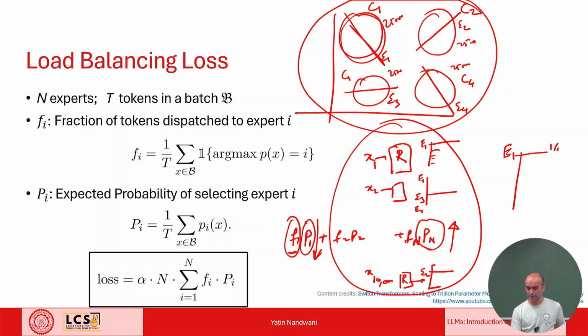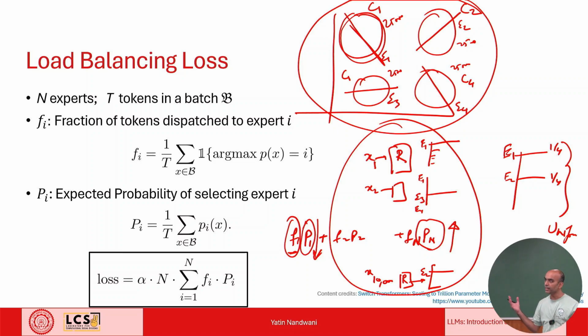1 by 4. What should be the probability of expert 2? 1 by 4. So there is uniformity here at the bigger picture when we look at the entire data together. Whereas for each token, we want it to be as skewed as possible, right? So this is the idea of load balancing loss.